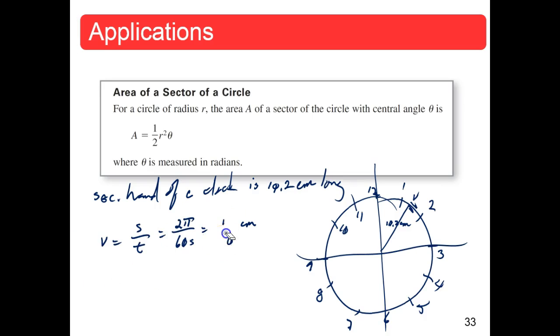Y'all led me astray here. The arc length is not 2 pi. Wait a minute. Yeah. No, the arc length is 2 pi r, right? You have to have a radius. And what's your radius? 10.2 centimeters. I can't read my writing. 10.2, there it is, up there. And then that's my arc length. This is r theta, theta in radians.